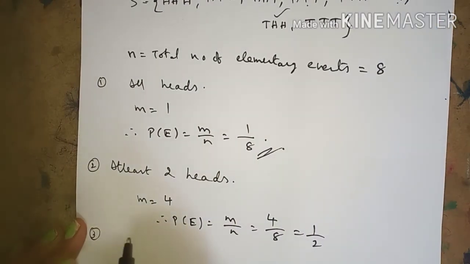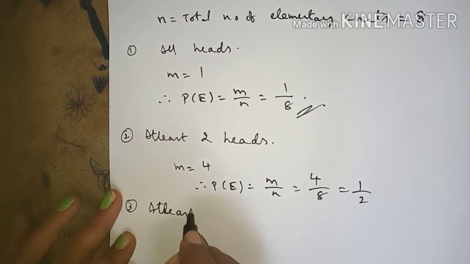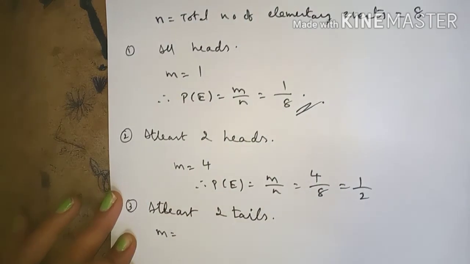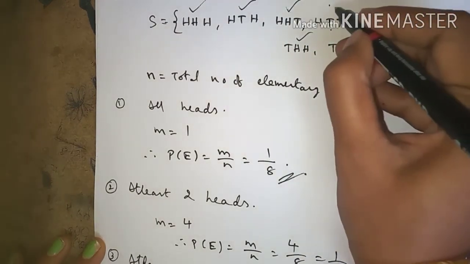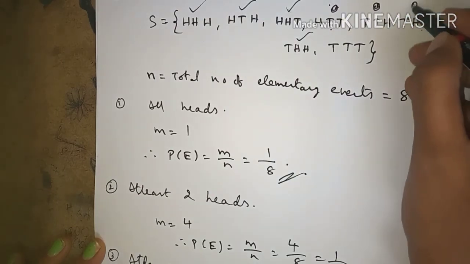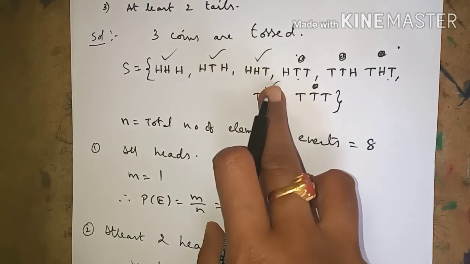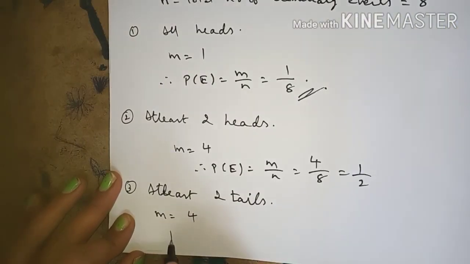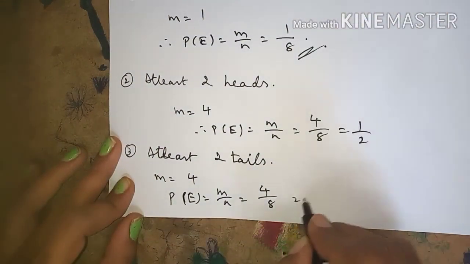Now, the third bit is at least 2 tails. Just now I told you the meaning of at least. Two tails, two tails, two tails, and all three tails. How many are there? 1, 2, 3, 4. M is equal to 4. More than two also, no problem. P of E is equal to M by N, which is 4 by N, and the total number of elementary events N is 8 already. That is equal to 1 by 2.